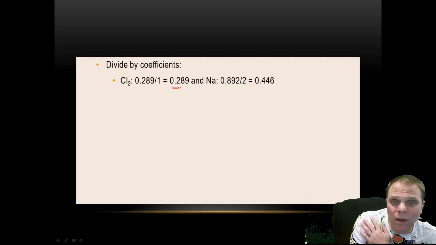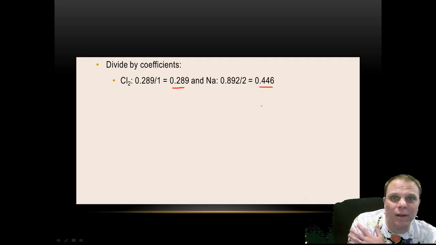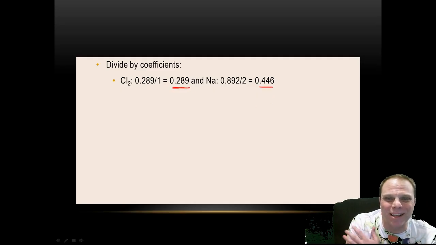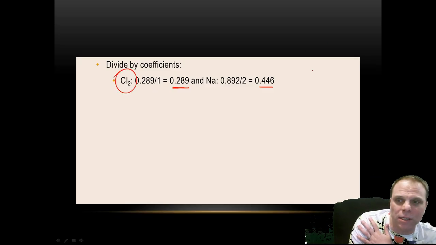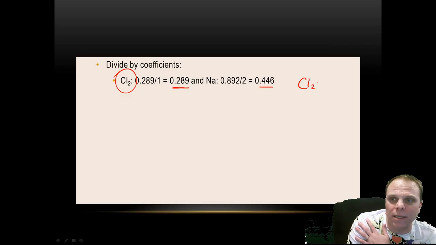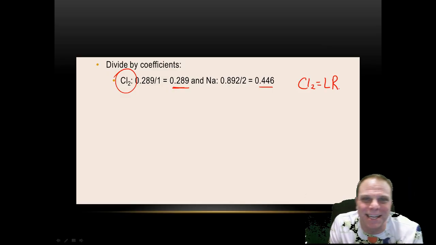Now, which of those two numbers is the smallest? Okay, you can figure that out. 0.289 is the smallest, right? That means that chlorine is your limiting reactant. Now, a lot of times we're just going to say, what is a limiting reactant? And you can just say LR. LR stands for limiting reactant, okay? So that's your limiting reactant.